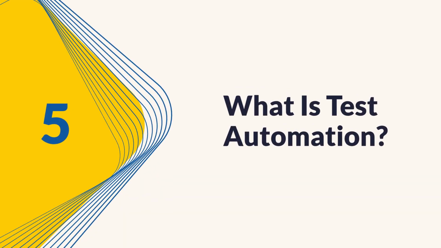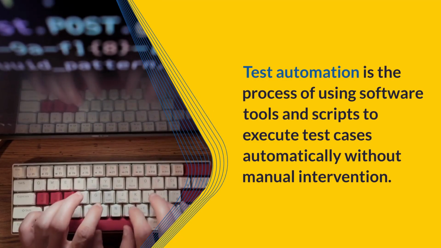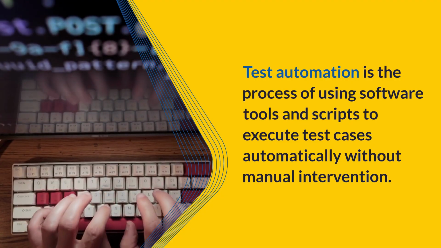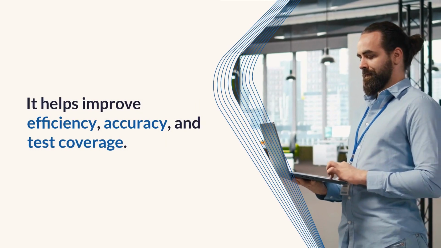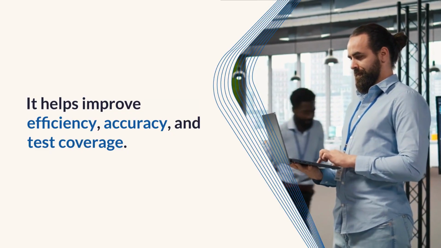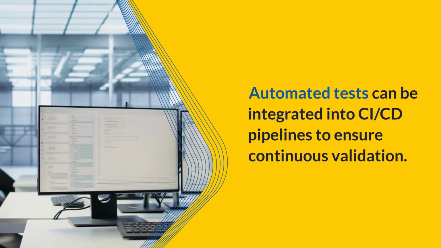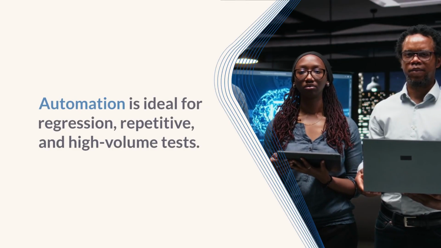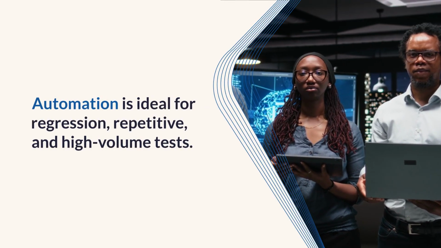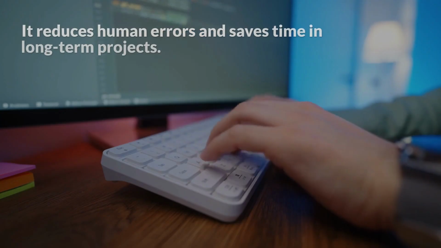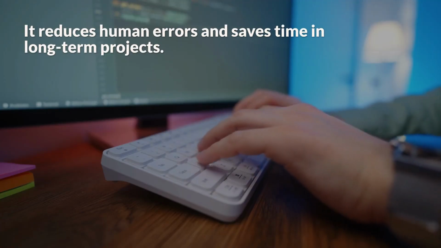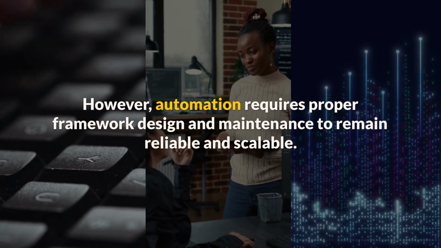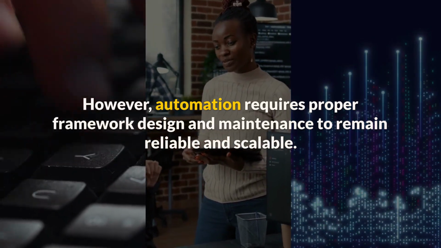5. What is test automation? Test automation is the process of using software tools and scripts to execute test cases automatically without manual intervention. It helps improve efficiency, accuracy, and test coverage. Automated tests can be integrated into CI/CD pipelines to ensure continuous validation. Automation is ideal for regression, repetitive, and high-volume tests. It reduces human errors and saves time in long-term projects. However, automation requires proper framework design and maintenance to remain reliable and scalable.